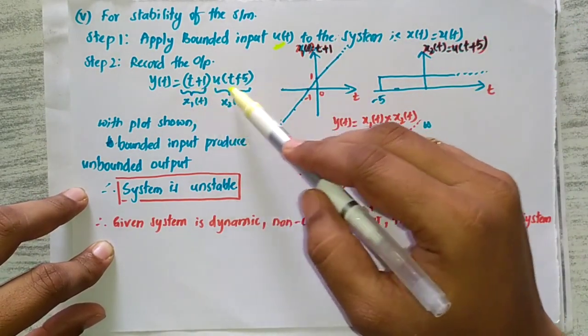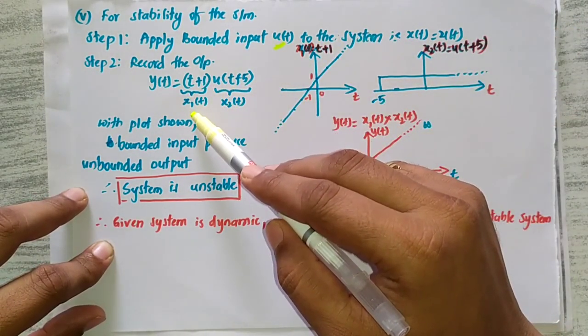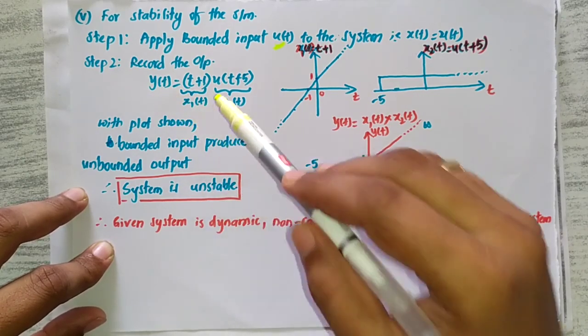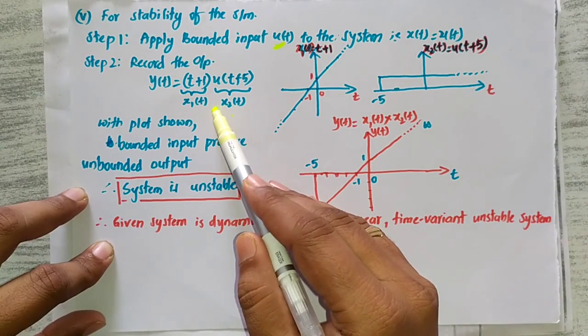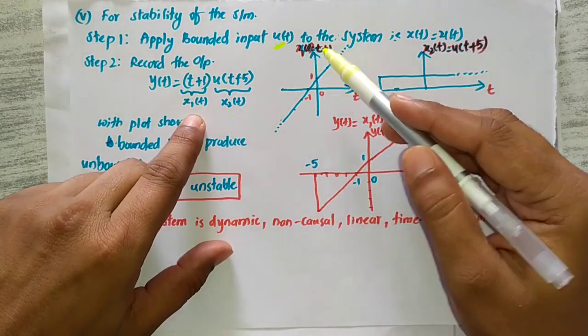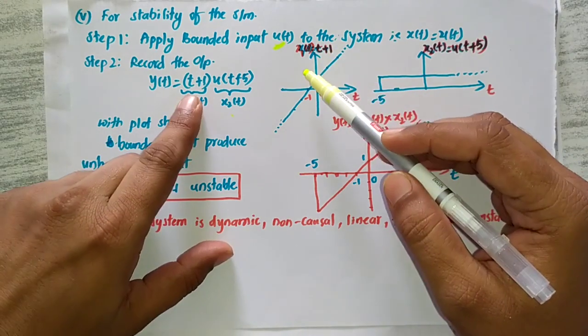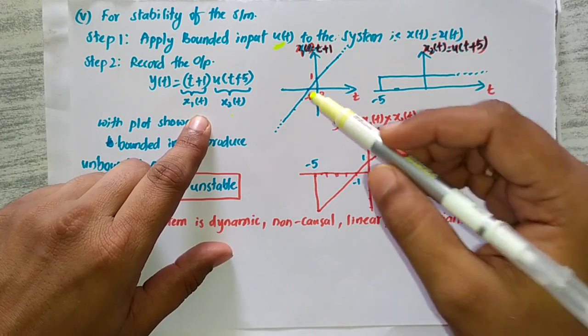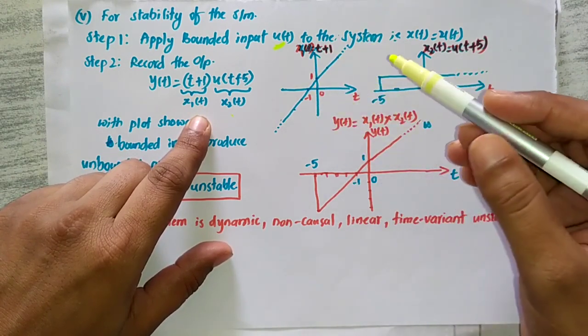Whatever the two parts of the signal are there, I am considering them as x1 of t and x2 of t. So y of t is x1 of t multiplied with x2 of t, as we have considered. x1 of t is nothing but t plus 1. Okay, t term is there, so it is like a ramp signal. Okay, but it is already shifted.